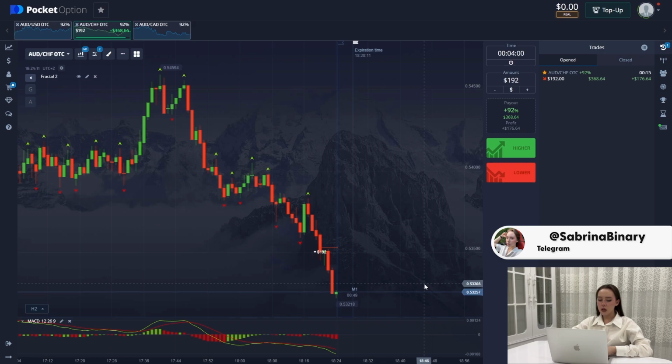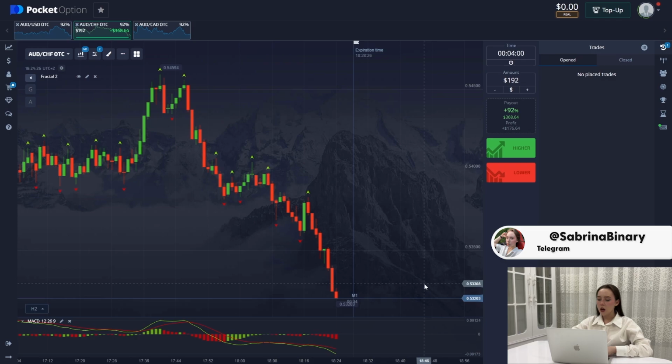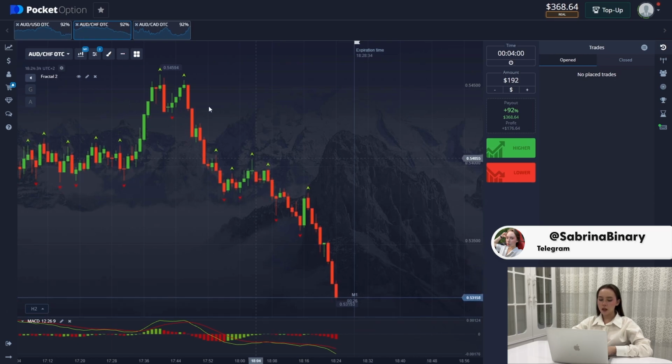And you see how low our candle has formed, and before the end of the deal there are just seconds, and I'm already 100% sure that the last candle will not decide anything at all, and our deal closed in plus, and the profit is $176.